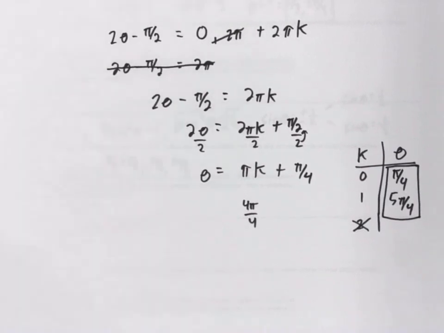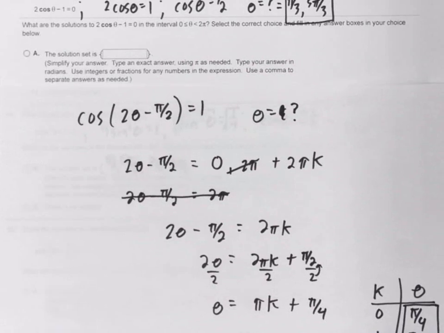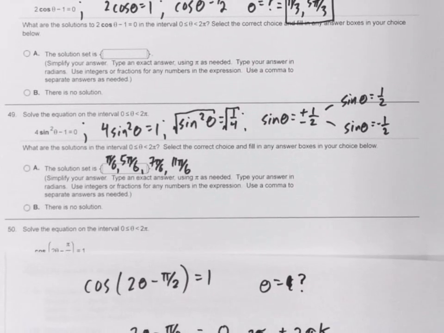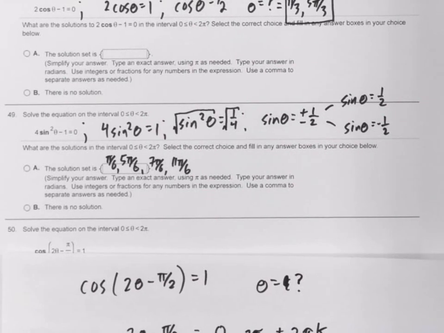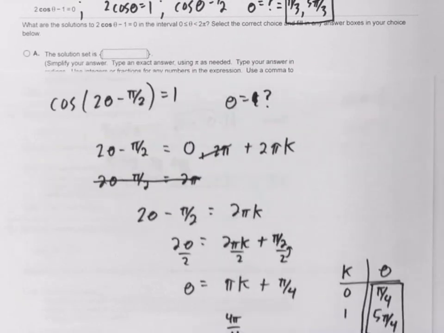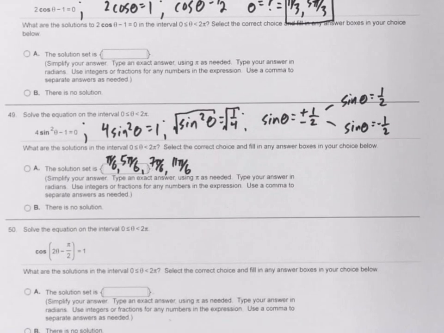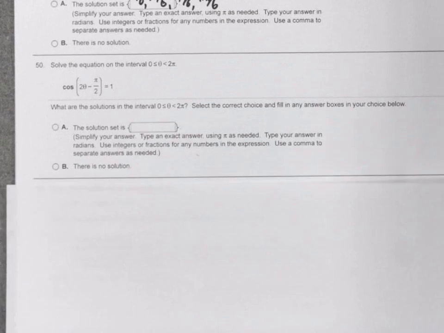So once again, let me check. This is problem number 50. And the answer is pi over 4 and 5 pi over 4. Let's look at the next one.